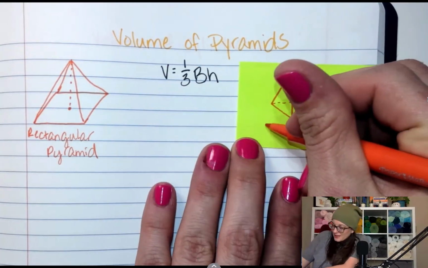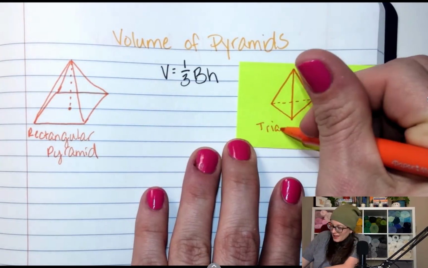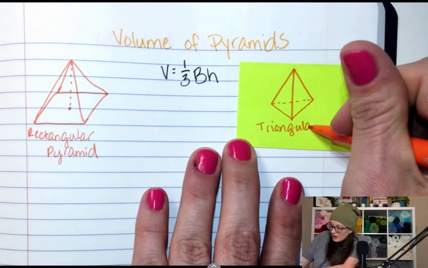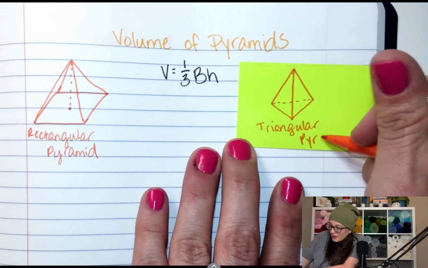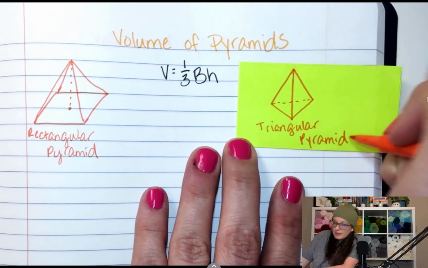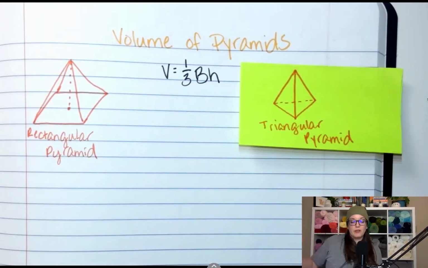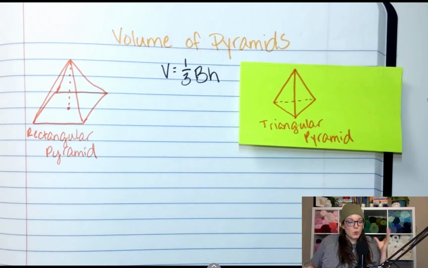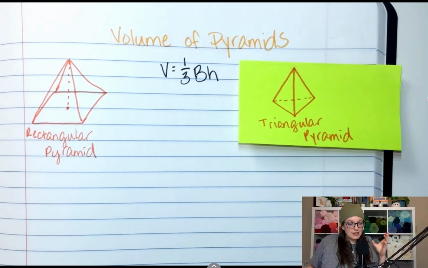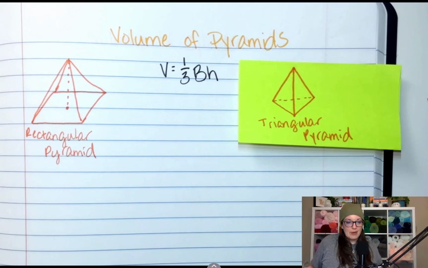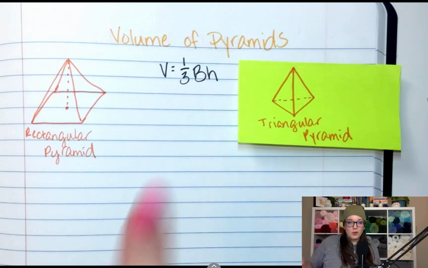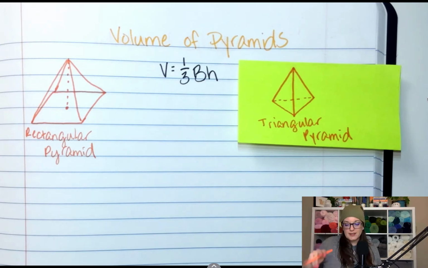Let's label it triangular pyramid. All right, so we've got rectangular pyramid, triangular pyramid. Remember, first name, last name. The first name is what again? The first name is the shape of the base. And then the second name tells you basically what formula to use and what the sides look like.